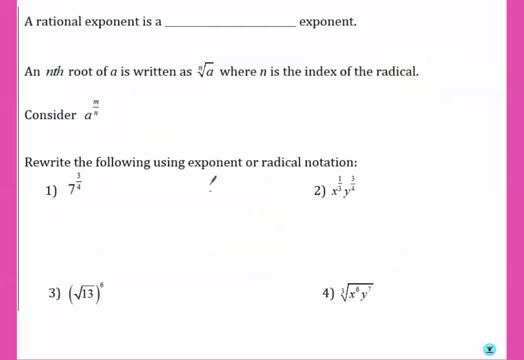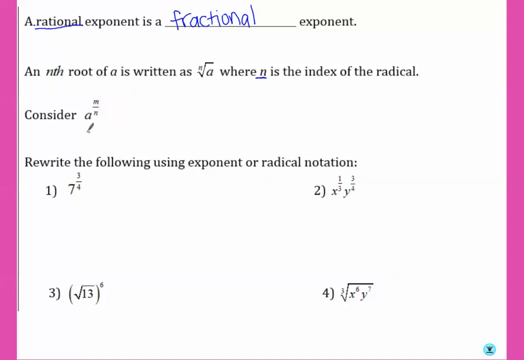Now we're going to make a little jump. This explanation is on the end of your note sheet. So go ahead and flip to the back and let's look at these. A rational exponent, if you remember from when we did number systems, what does rational mean? It means we can write it as a fraction. So rational exponents are fractional exponents. So the nth root of a is written as a to the 1 over n.